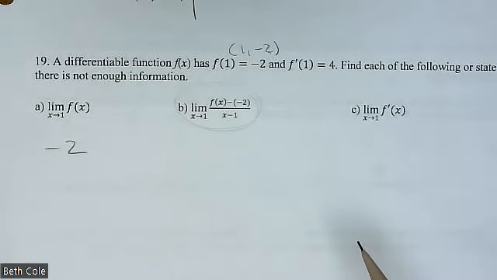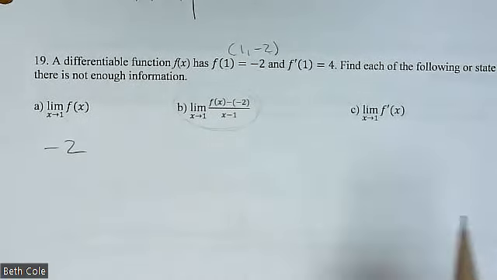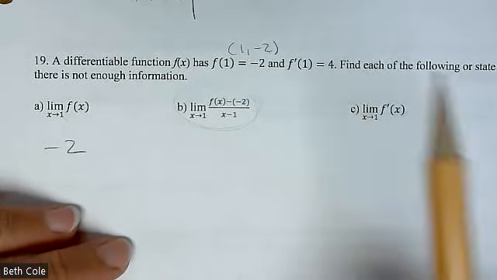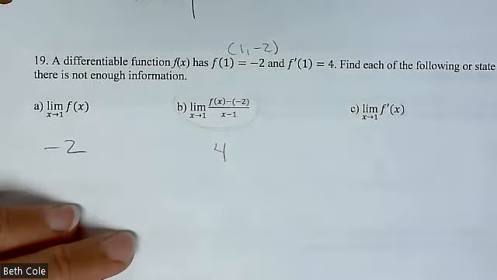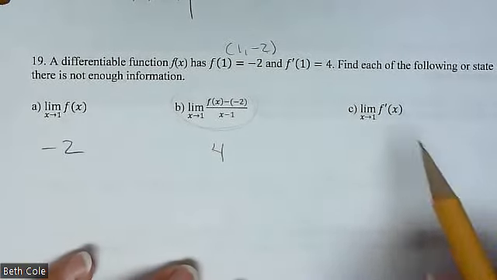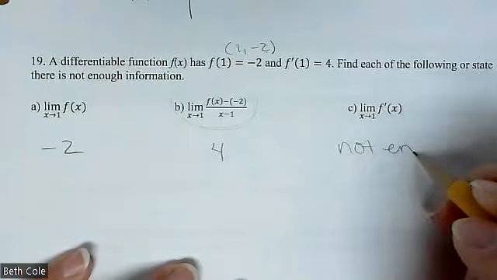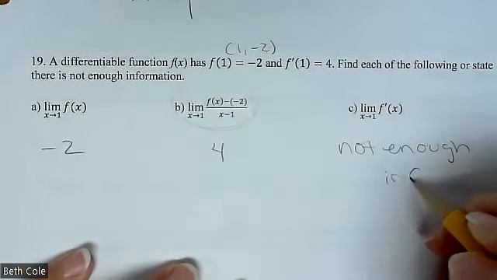It means derivative, right? If you look at that and freak out, it's gonna fall apart. You have to look at that and go, oh, derivative. Well, the derivative is 4. That's it. And then this one, we do not have enough information.